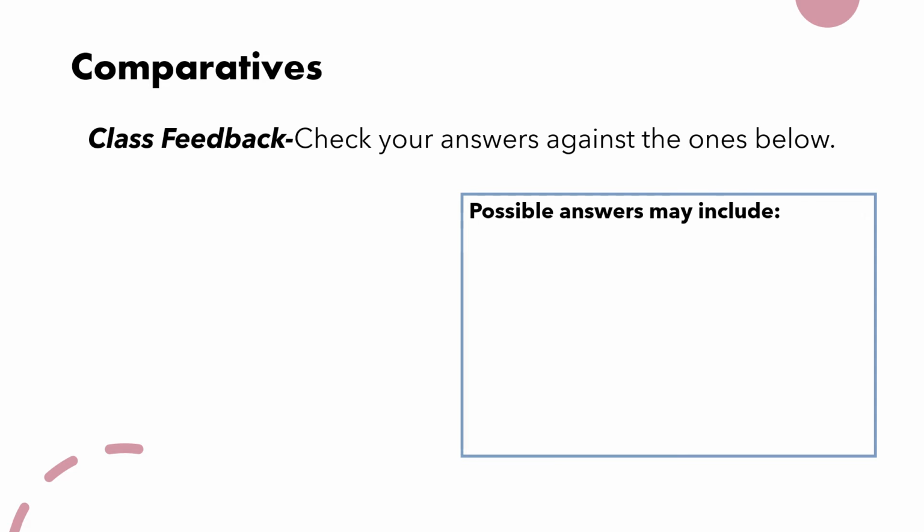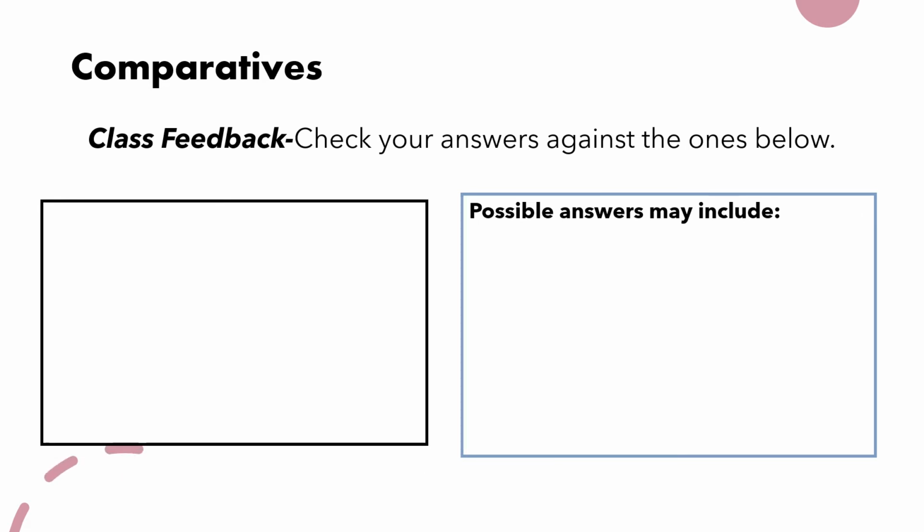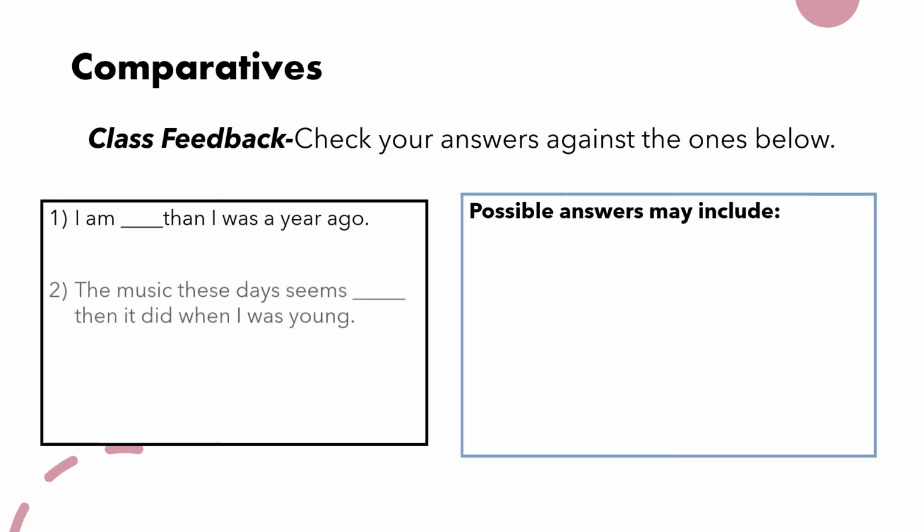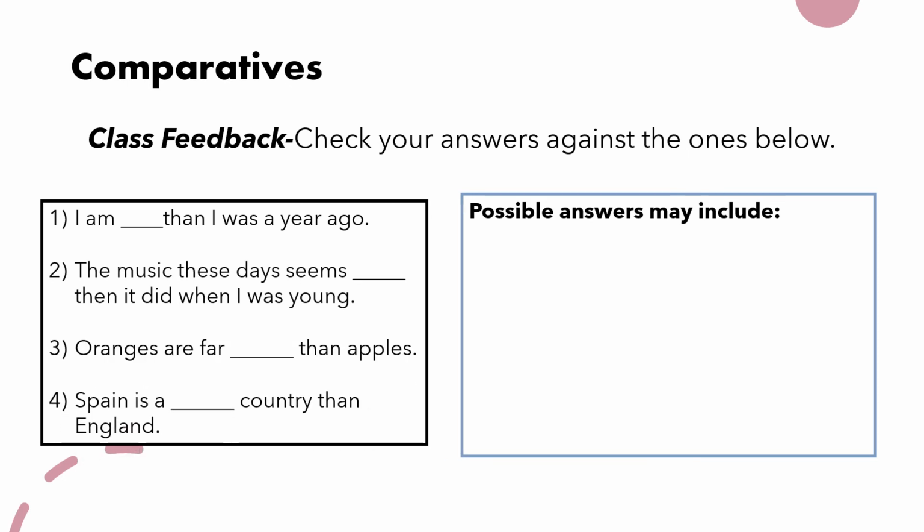Check your answers against the ones below. So again, on the left hand side, we have the questions that we went through a moment ago. So number 1, I am blank than I was a year ago. Answers may include older, wiser, or more intelligent. Again, any answer is going to be correct here as long as the adjective you're using is a comparative.